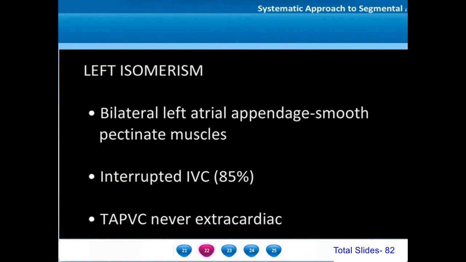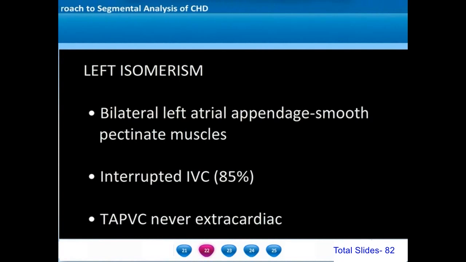In a small proportion of structurally abnormal hearts, we cannot identify a standard pattern of situs solitus or situs inversus. These will fall into the category of ambiguous situs. Ambiguous situs can be grouped under two heads, the left isomerism or the right isomerism.